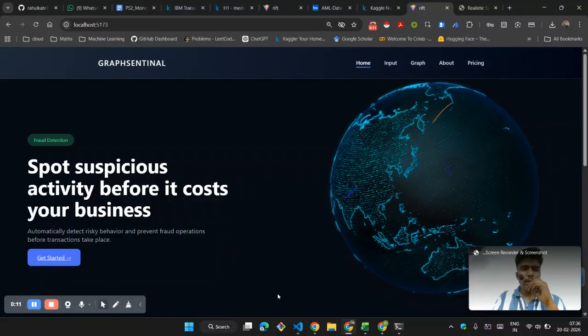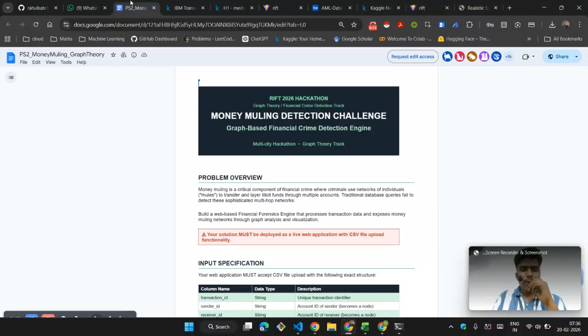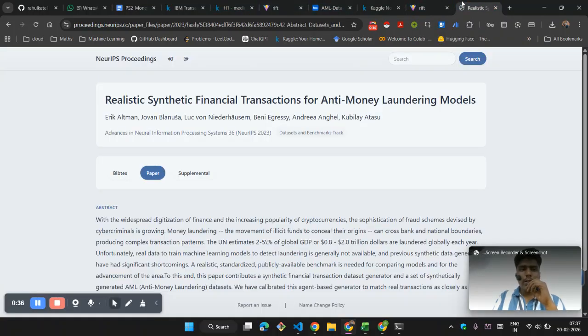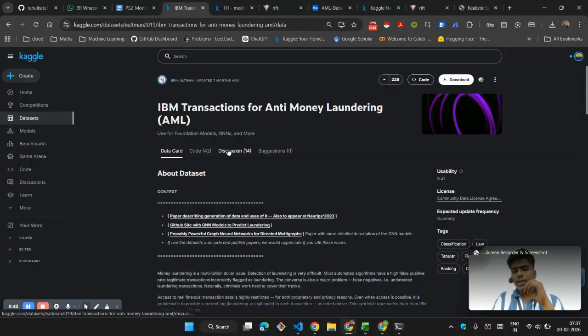Our problem statement is the money muling detection challenge, which is a problem statement given by the RIFT 2026 hackathon. It is a graph-based financial detection model in which we trained a GNN model to detect trading patterns inside our data. For the model building, we studied the realistic financial transaction anti-money laundering dataset, which is given by IBM.